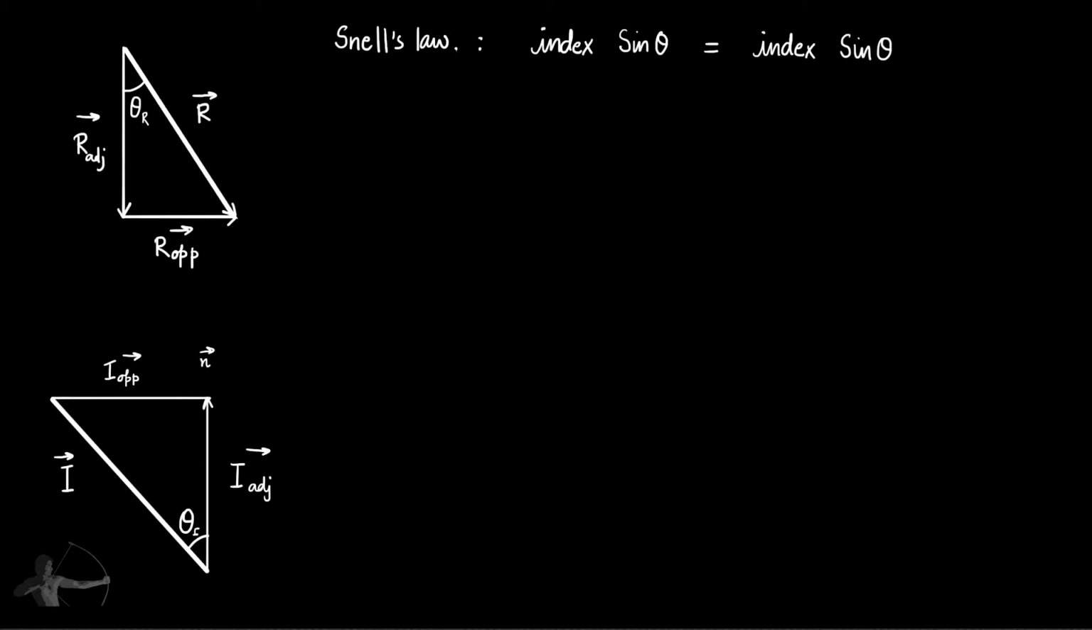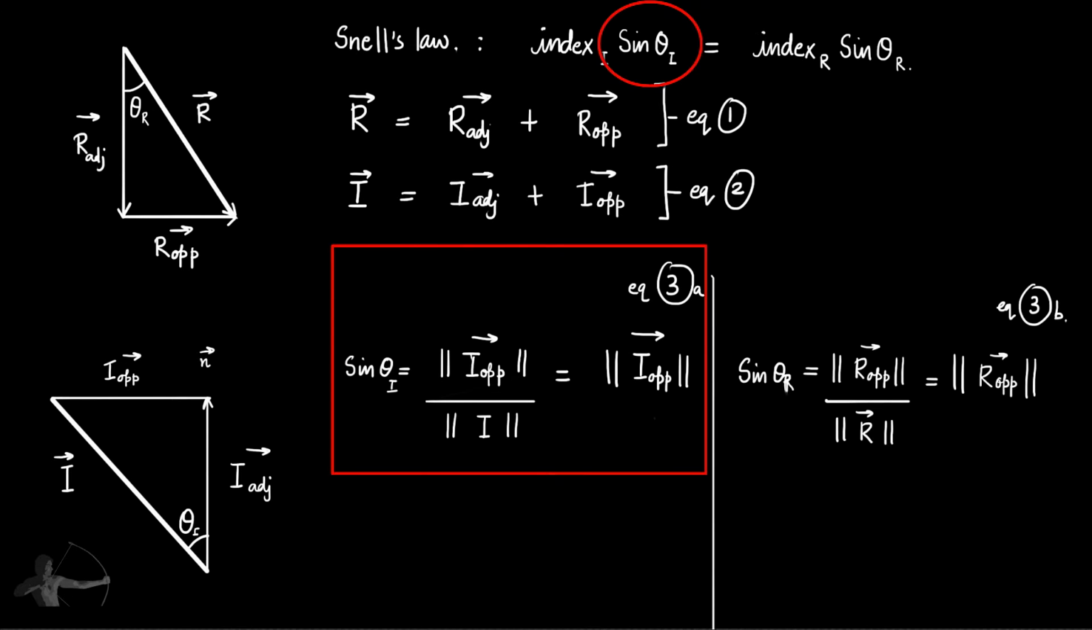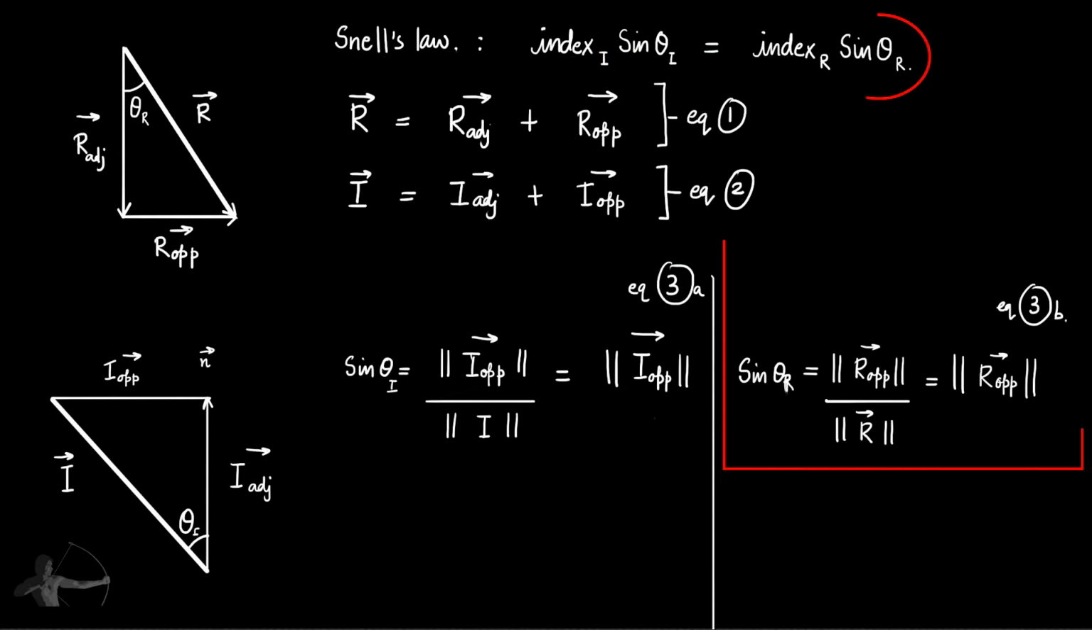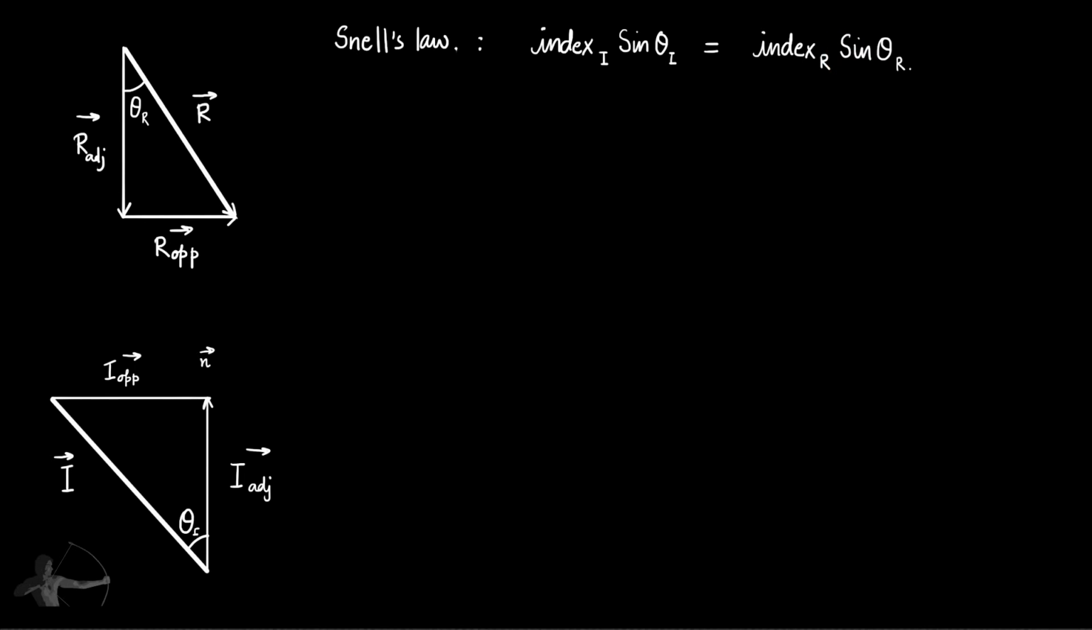And to differentiate these mediums, we would say index I multiplied by sine theta I equals index R multiplied by sine theta R. So this is what we are going to use. And we at least have two values of this equation which we already know. We know sine theta I, which is the magnitude of I opposite. We know sine theta R, which is the magnitude of R opposite. So let's start applying these values in this equation.